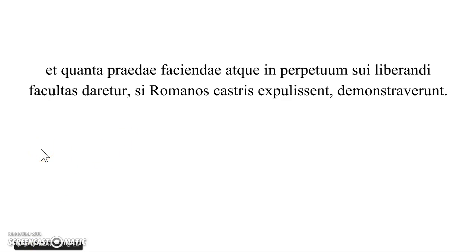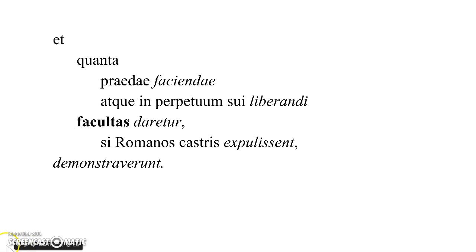Et quanta praedae faciendae atque in perpetuum sui liberandi facultas daretur, si Romanos castris expulissent demonstraverunt. And this is the other thing the messengers did. They explained how great an opportunity was given, and this is subjunctive of indirect question, because how great the opportunity was, to make plunder, which is a gerundive in genitive to express purpose, and to free themselves in perpetuum, forever. And this is accusative of extent of time.